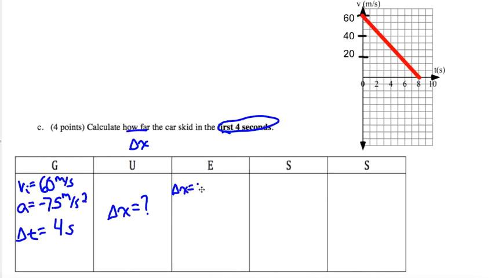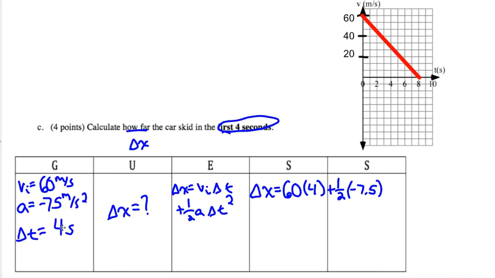Delta x equals vi times t plus 1/2 acceleration times time squared. We're going to plug into this equation. So delta x is equal to our velocity initial, which we said was 60, multiplied by time. So the time was 4 seconds, plus 1/2 our acceleration, which is a negative 7.5, times our time, which is 4 again, but we have to square it.